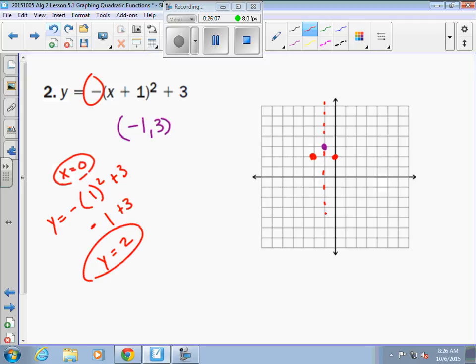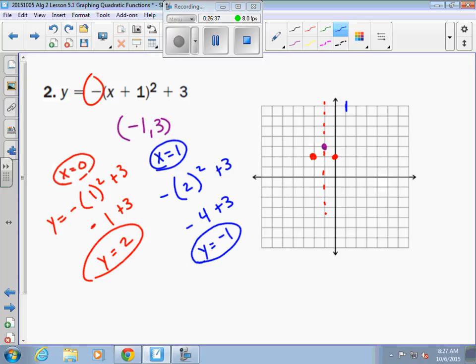And then again, we got to shift one more time. Is it easier to shift to -3 or to 1? To 1, that's right. So shift one more time and use this value for x. X is 1. So negative 1 plus 1 is 2. So we have negative 2 squared plus 3. 2 squared is going to become 4, negative, plus 3. Y's value is -1. All I'm doing is working that equation. I'm just trying to do it a little quickly for the sake of time. So when x's value is 1, y's value is -1.